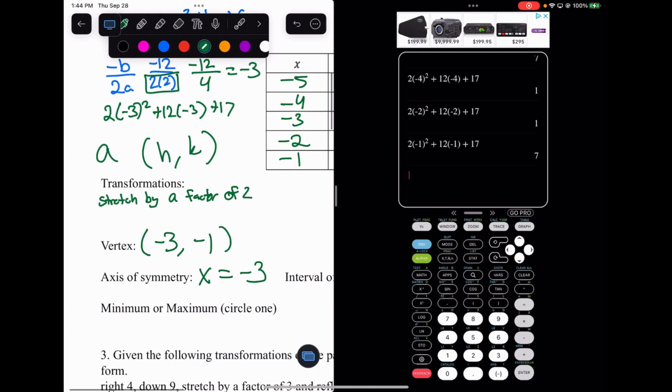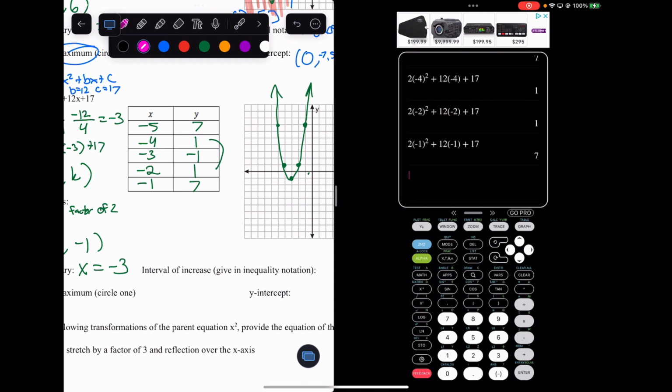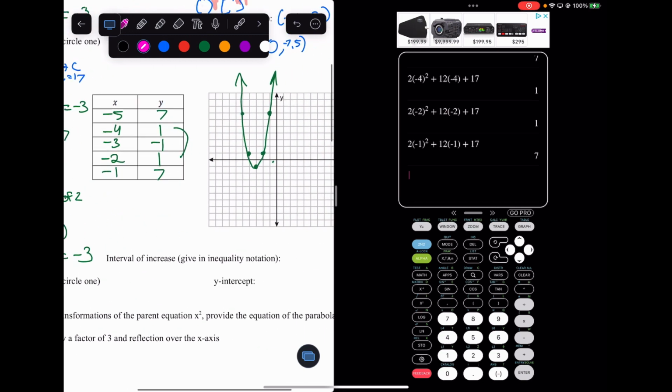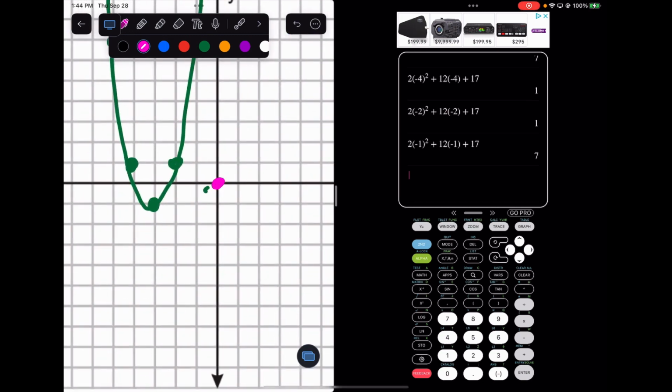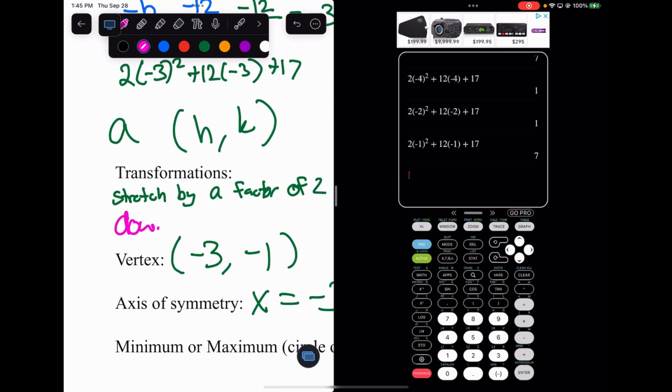All right. Then I can use my vertex to figure out the up, down, left, right. So again, we have to imagine that we start at 0, 0. We went down 1 and left 3. Good?